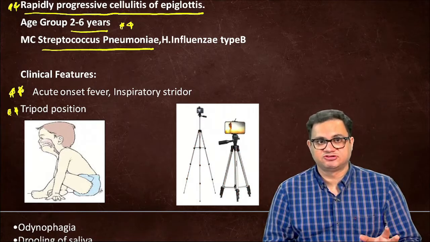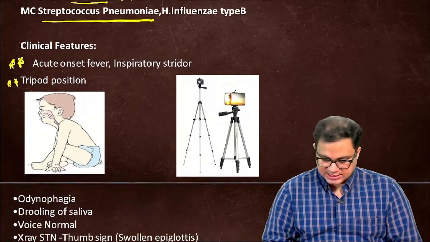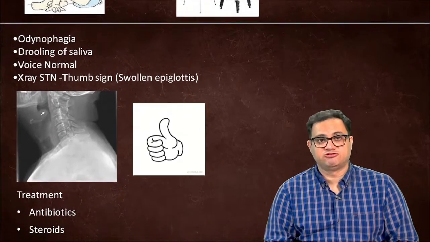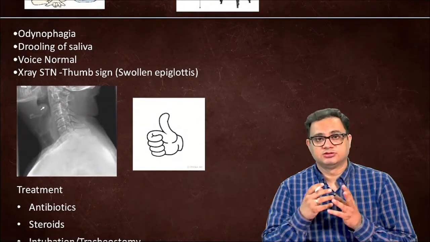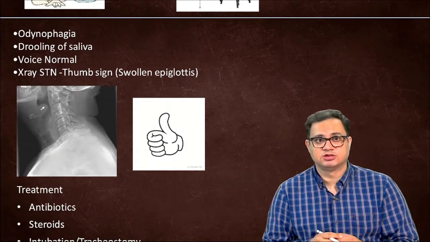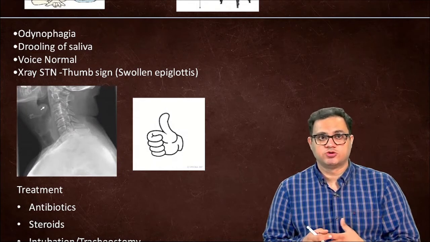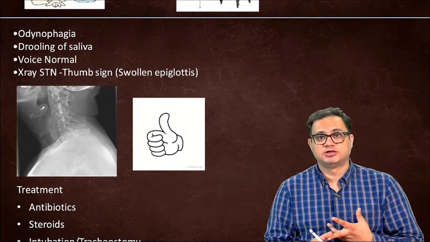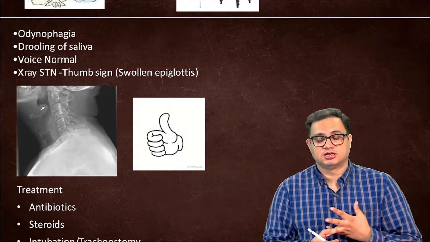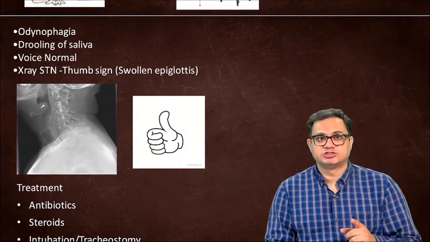There will be inspiratory stridor. The child will be in a tripod position, and since it involves the epiglottis, the child will have drooling of saliva. The child will not be able to swallow his own saliva because of odynophagia, which is painful swallowing. So the child will have odynophagia, acute onset fever, inspiratory stridor, and a tripod position, but the voice of the child will be normal.